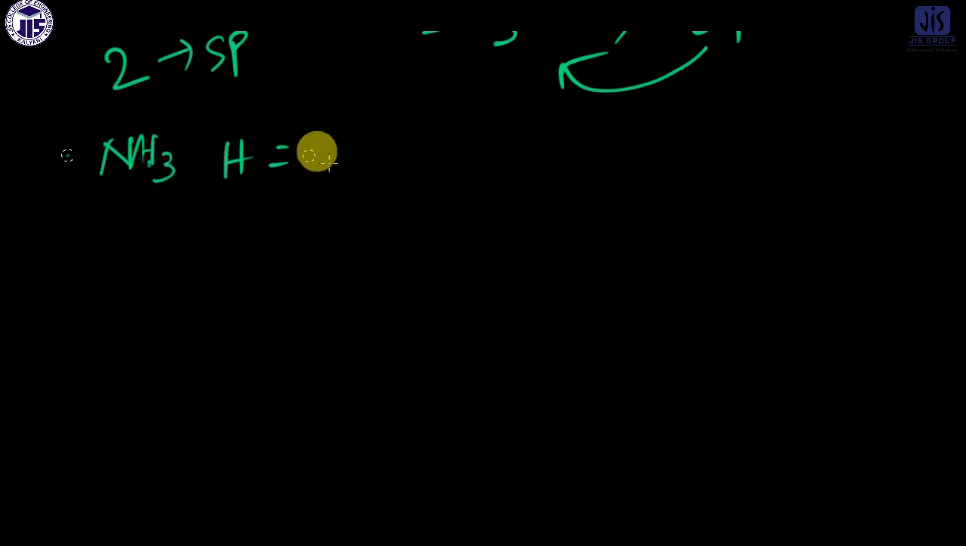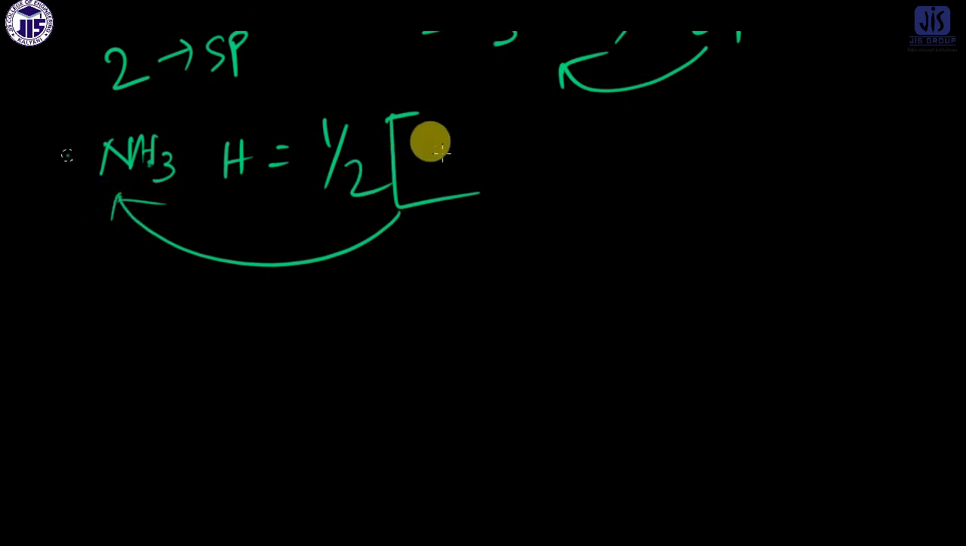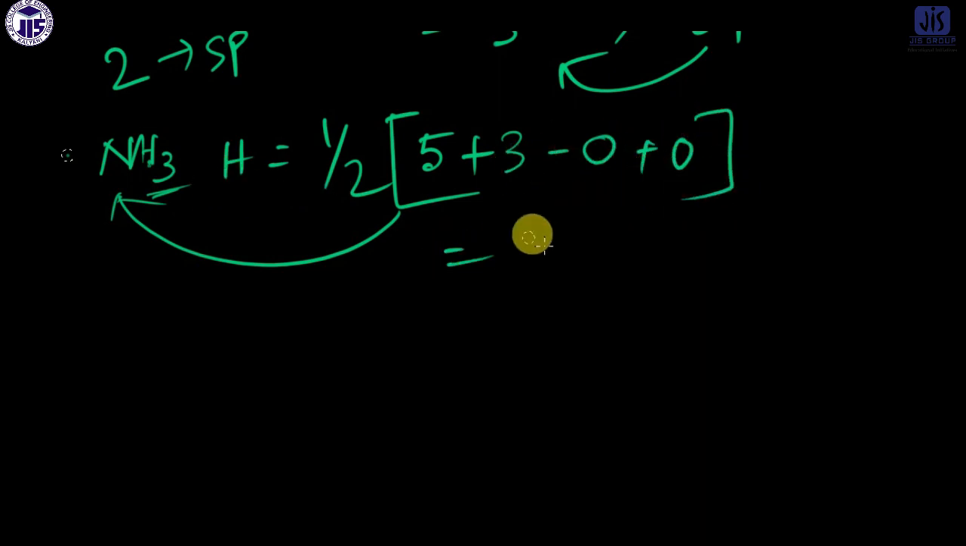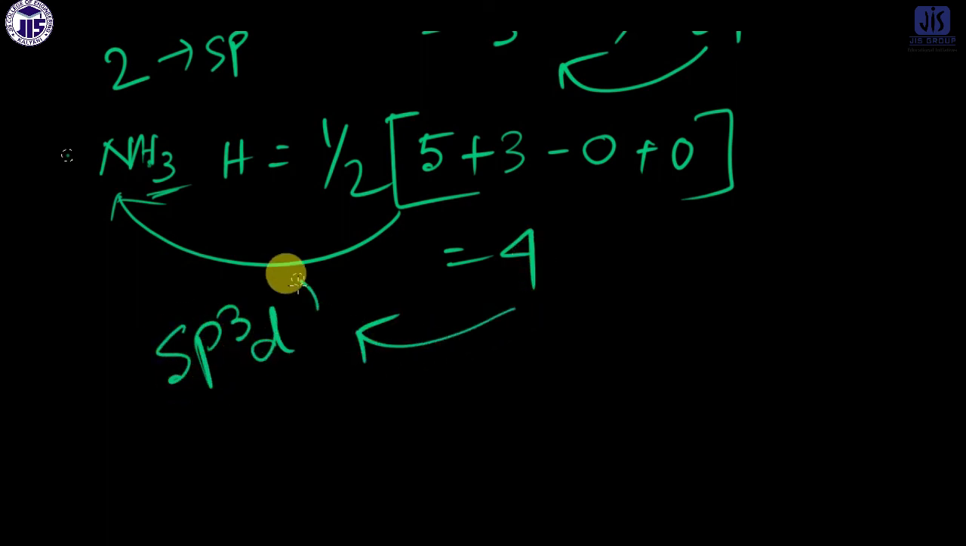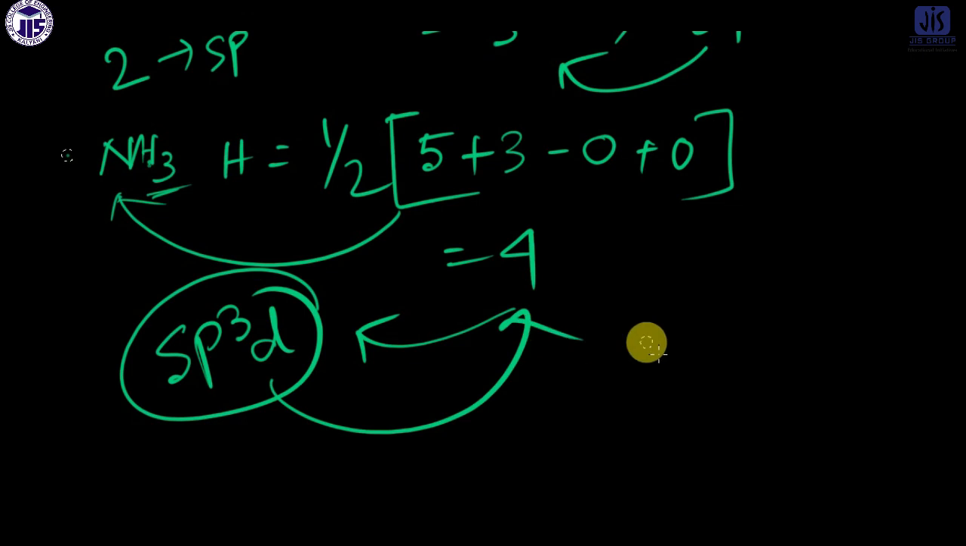then H equals to half. What is the valence electrons of nitrogen? It will be 5 plus 3 minus 0, no cationic charge, no anionic charge, so it will be 4. By this way you can also determine: it will be sp3, no, there will be no d, because it is 4, so obviously it will be only sp3. So hybridization of NH3 is sp3.